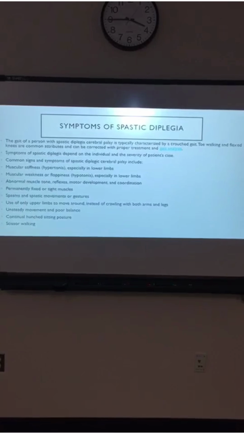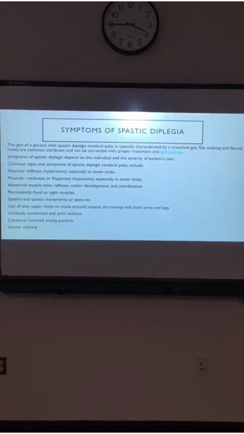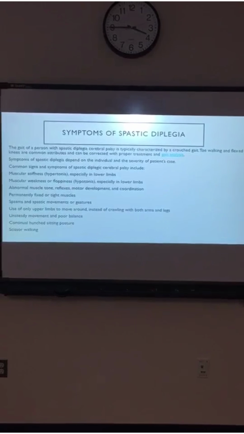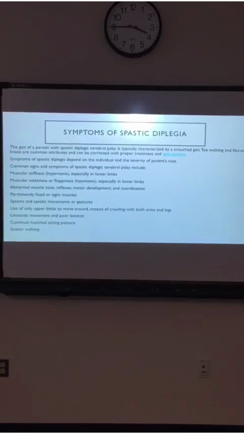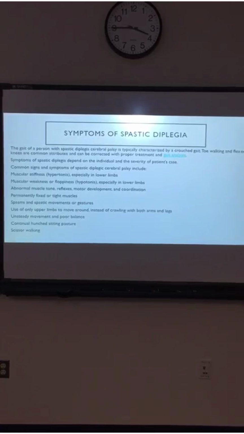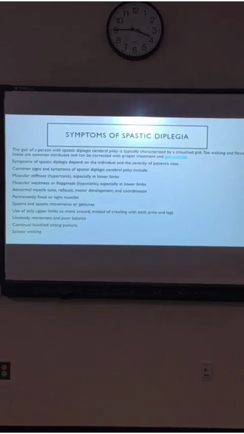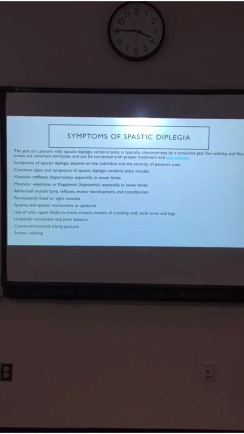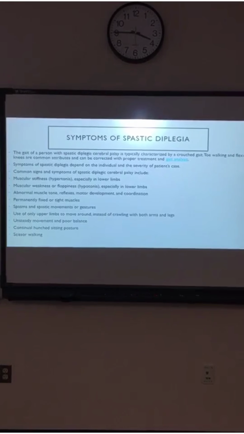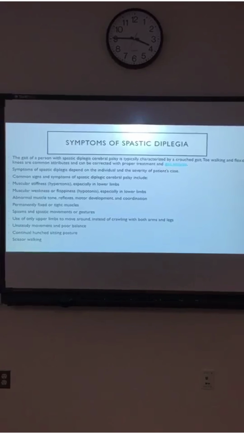Symptoms of spastic diplegia. The gait of a person with spastic diplegia cerebral palsy is typically characterized by crouched gait, toe walking, and flexed knees. These are the common attributes and can be corrected with proper treatment and gait analysis. Symptoms depend on the individual and the severity of the patient's case.